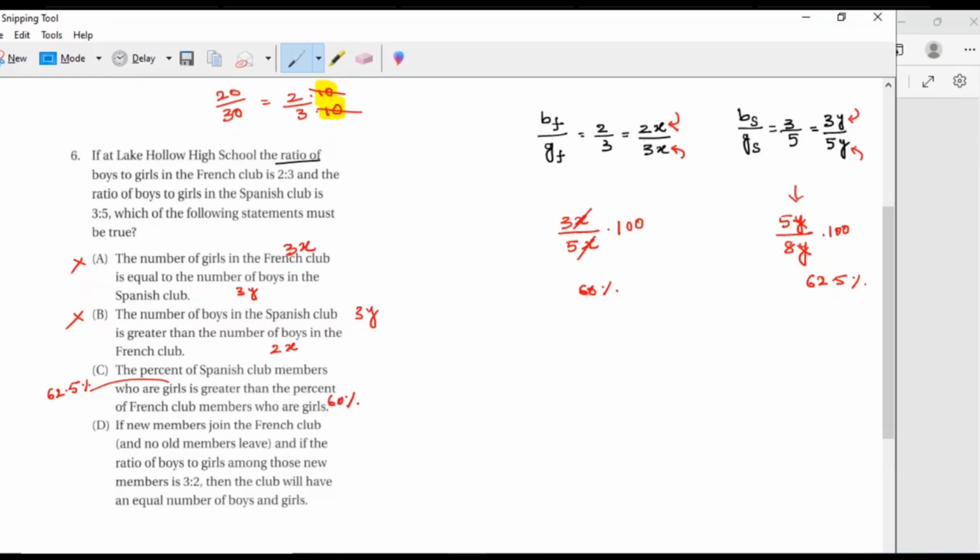So is then 62.5 greater than 60? Which is why it is correct.